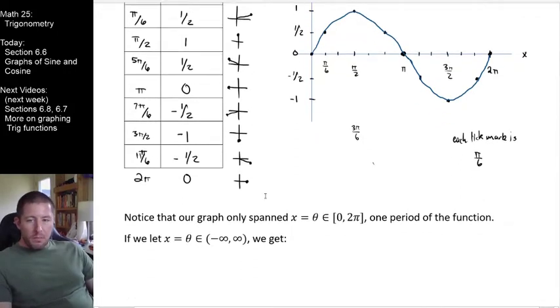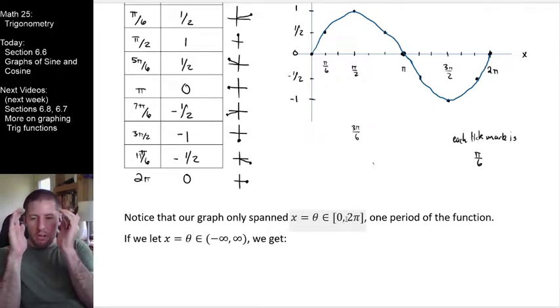So now, on our graph here, this only spanned x values, or what we think of as theta values. This little sideways E symbol right here means element of. So this just says our x values were an element of the interval from 0 to 2 pi. This is just like a domain description. This says we only graphed one chunk of the graph.